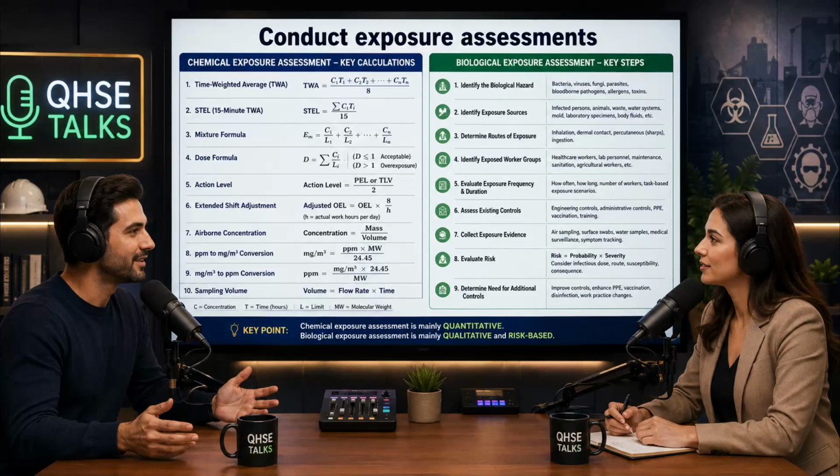The source tells us the TLV for trichloroethylene is 50 ppm, and the STEL is 100 ppm. Their morning spike was 25 ppm, and the STEL limit is 100 ppm. So the spike is well below the short-term danger zone, and it only lasted 15 minutes, which satisfies the duration rule. The acute hazard is cleared.